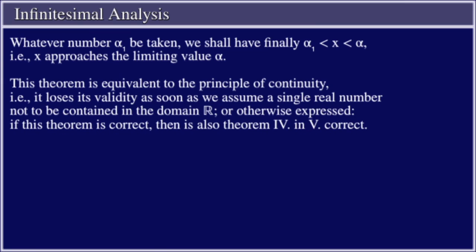Whatever number alpha sub 1 be taken, we shall have finally alpha sub 1 is less than x is less than alpha, i.e., x approaches the limiting value alpha. This theorem is equivalent to the principle of continuity, i.e., it loses its validity as soon as we assume a single real number not to be contained in the domain R. Or otherwise expressed, if this theorem is correct, then is also theorem 4 in section 5 correct.